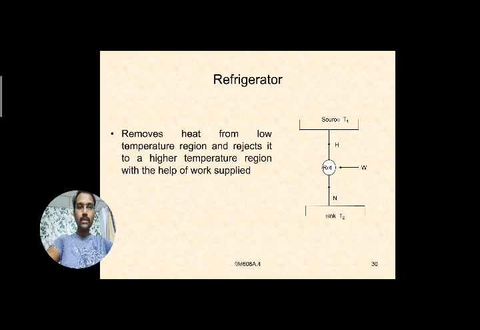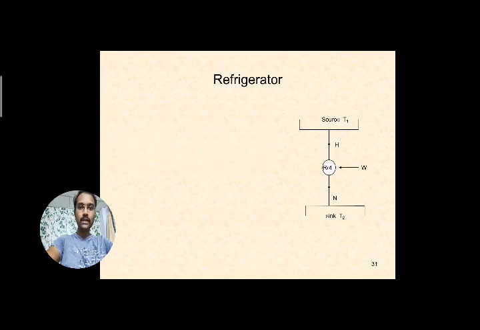So from the cool chamber, you have to extract the heat, and that chamber has to get cool. So the load in the low temperature region, it removes the heat and rejects the heat to the source with the help of the refrigerator. And here the work is supplied to the refrigerator.